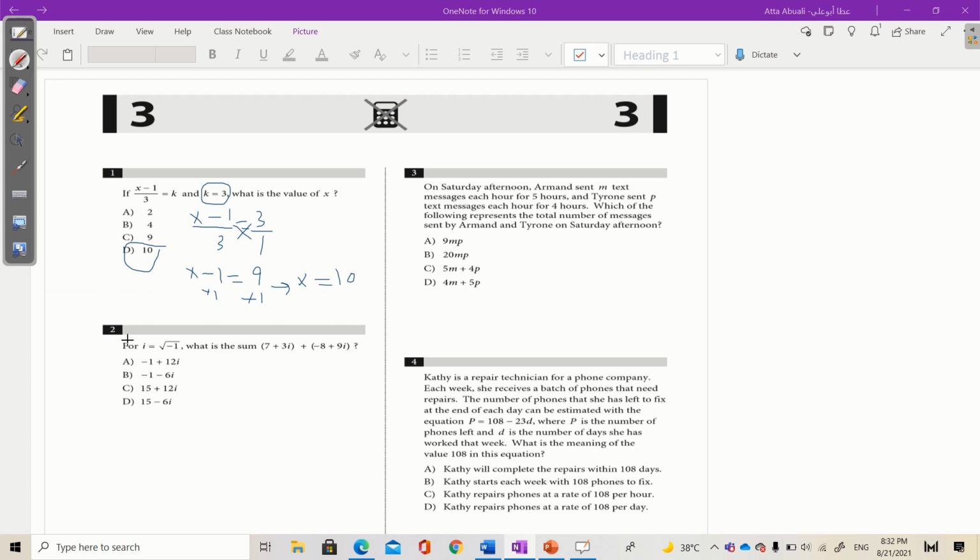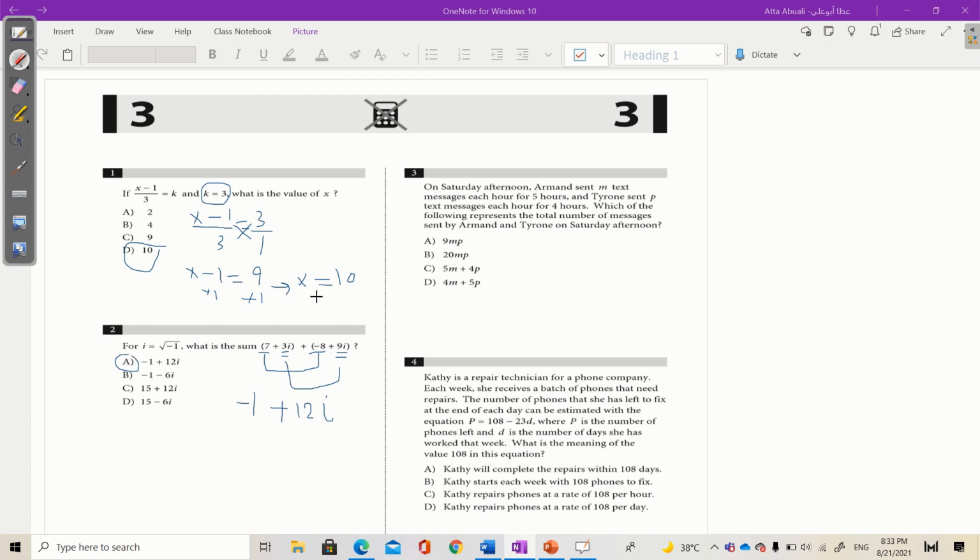Okay, now question 2, you know from the complex numbers that i is equal to the square root of minus 1. Now I need to write the sum. You know that the first number without i is called the real part, and the second number, the one with i, is called the imaginary part. So in an easy way, I add real number with real number. 7 plus minus 8 is minus 1. Then I add the imaginary parts, 3i plus 9i is equal to 12i. Which one is correct? The answer is A is correct.